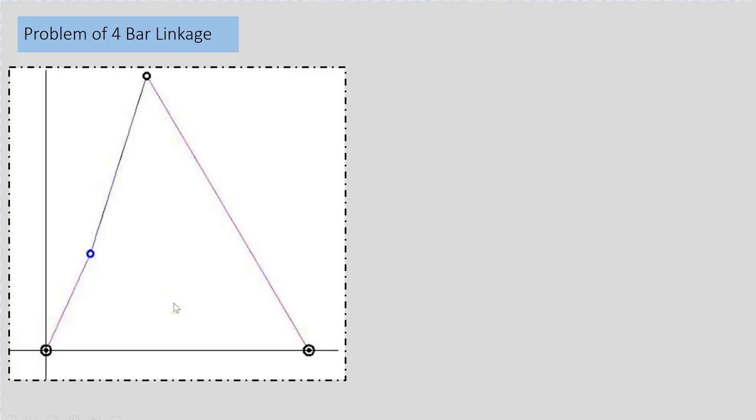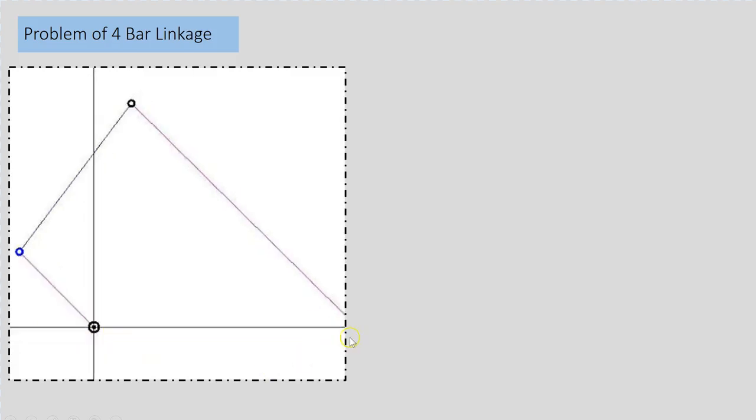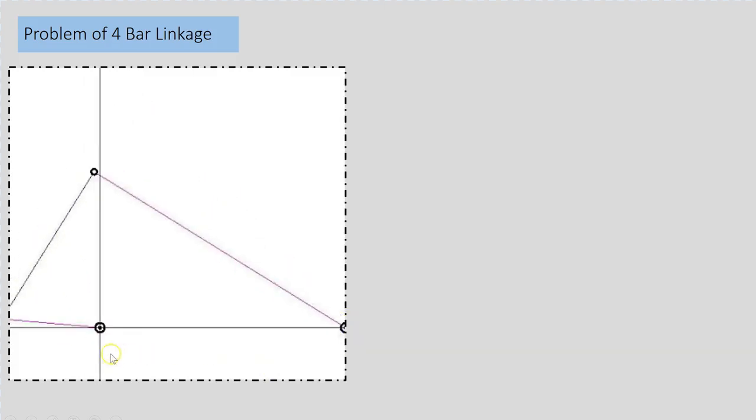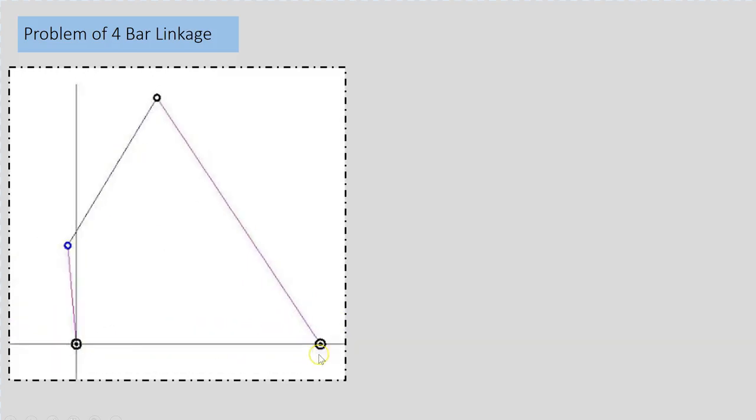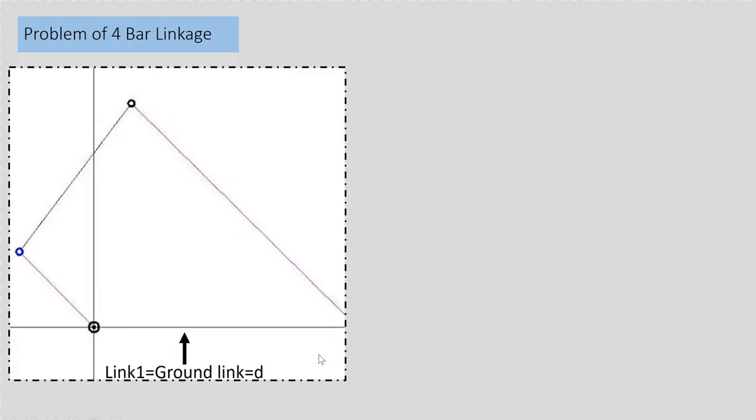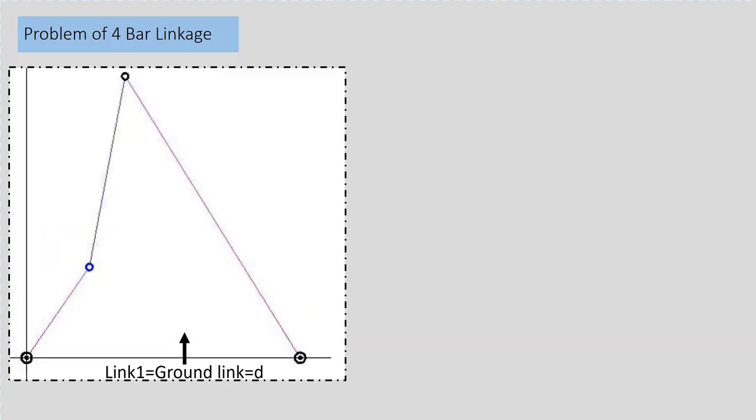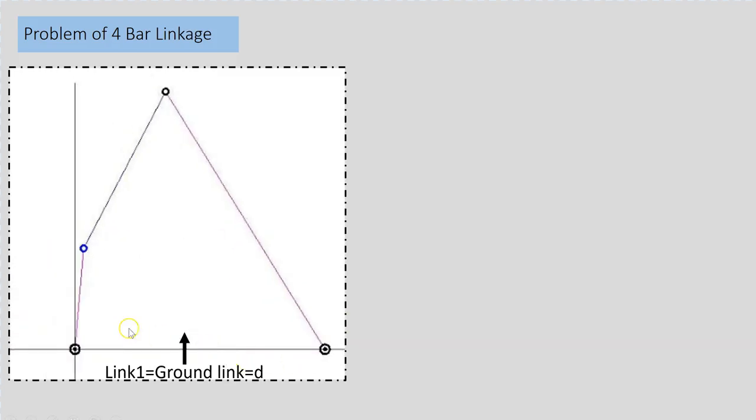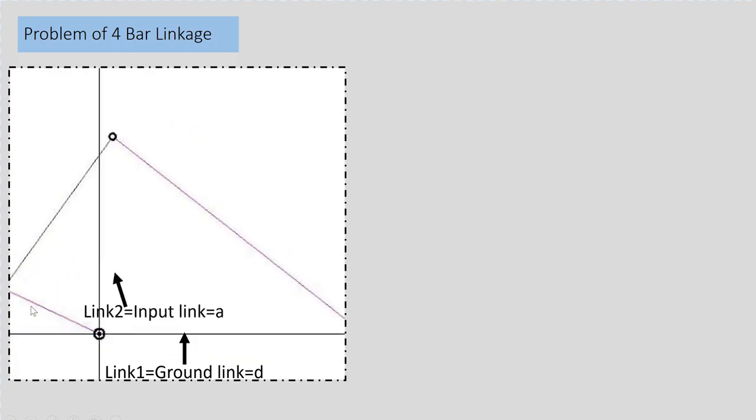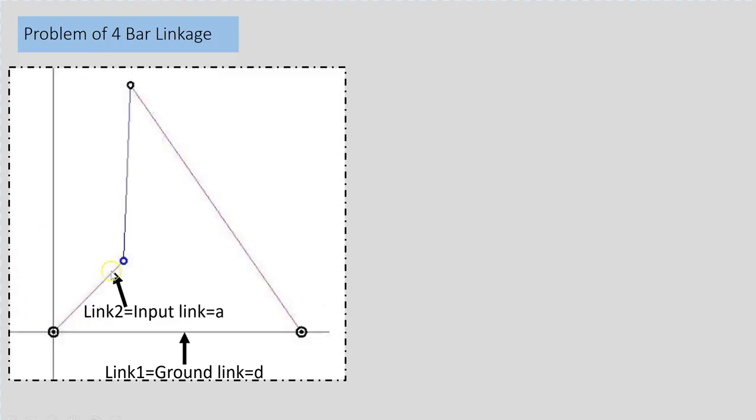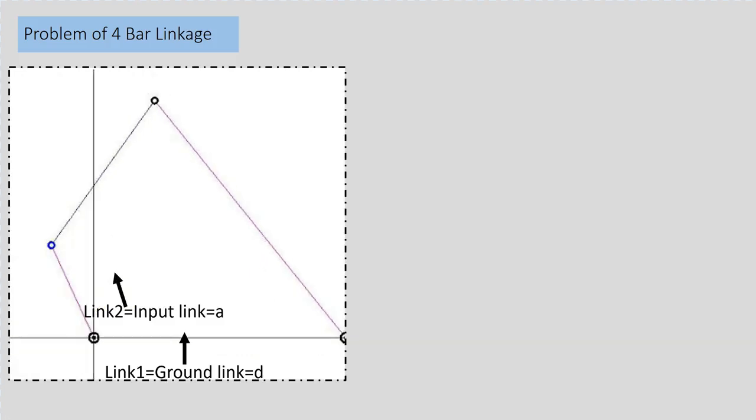If we look at this video, we can find that this point and this point are fixed. The link connecting these two fixed points is the ground link, or link 1, and we can say the length of this link is D. From this video we can find that this link is the driver. This is our link 2, the input link, and the length of this link is A.